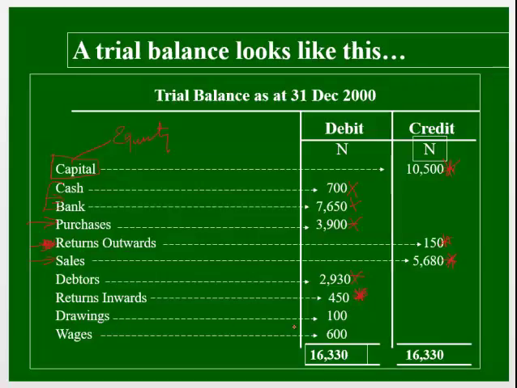Remember, drawing is a form of expense. It also has a debit balance. Then wages also is an expense. It also has a debit balance. If you can reflect back to our second presentation, we discussed this: those accounts that have a debit balance and those that have a credit balance.